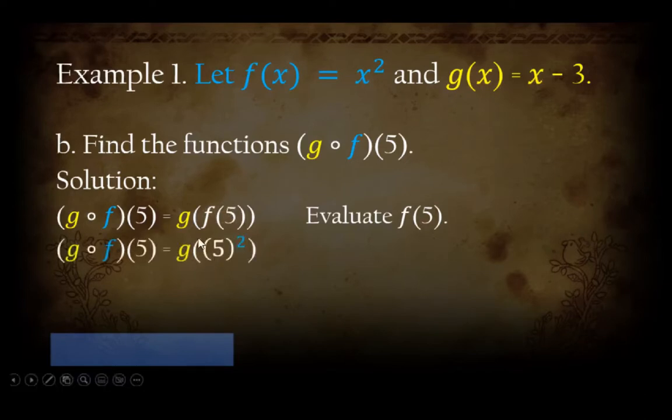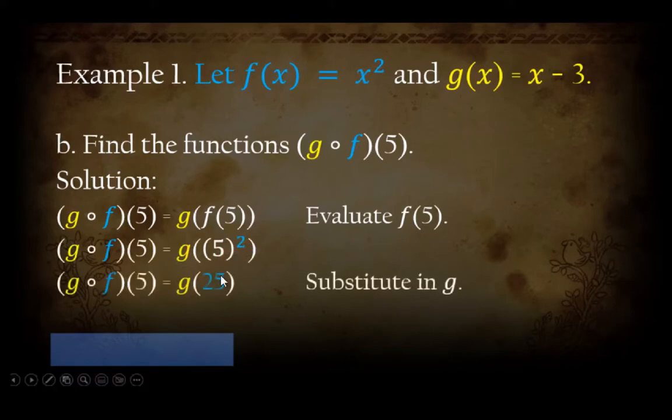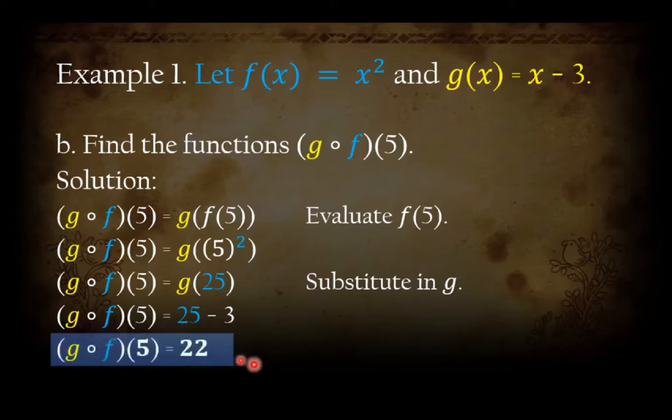So when we evaluate f of 5, we will place muna si x squared. Then si x, papalitan natin ng 5, kaya siya naging 5 squared. Galing yan dito. After that, pag nakuha na natin yan, we can simplify kasi yung 5 squared. So 5 squared can be written as 25. And then as you can see, we can easily plug in 25 to the g. So we will substitute in g yung 25. So it will become 25 minus 3 because x minus 3 is our g. So 25 minus 3, the result would be 22.